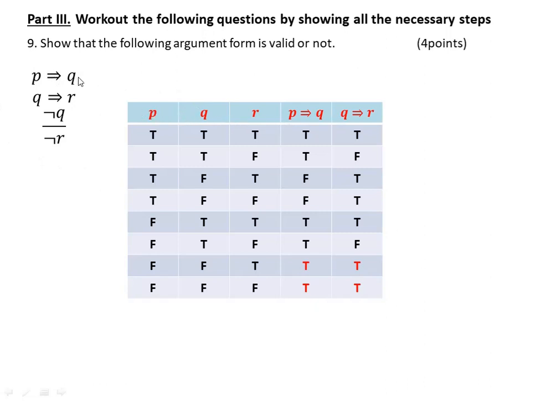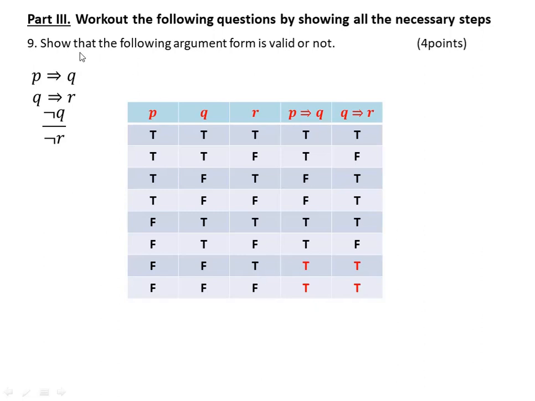Since here we have 3 propositions, which are P, Q, and R, therefore 8 possible truth value combinations are obtained here. Therefore, P, Q, R. Then P has truth values true, true, true, true, false, false, false, false. And Q has truth values true, true, false, false, true, true, false, false. R also has true, false, true, false, true, false, true, false.